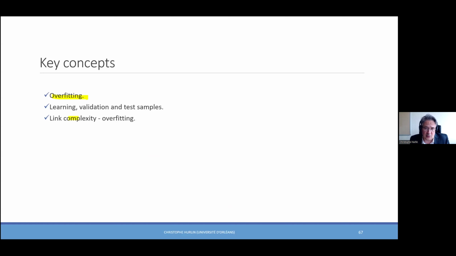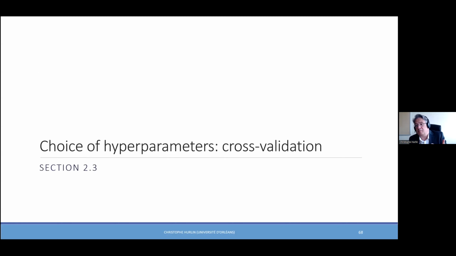And so there is a link between the complexity and the overfitting, and now we have to fix what is the best complexity. And for that, we will control the complexity with what we call hyperparameters. And we will use a method which is called cross-validation to determine the optimal complexity of my model and to avoid the overfitting issue.